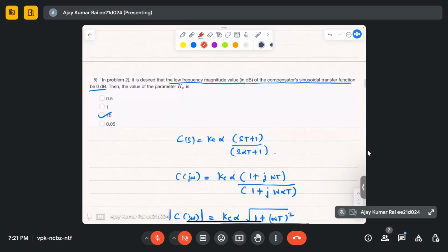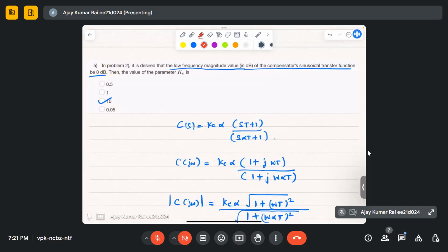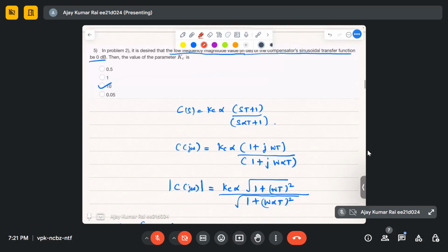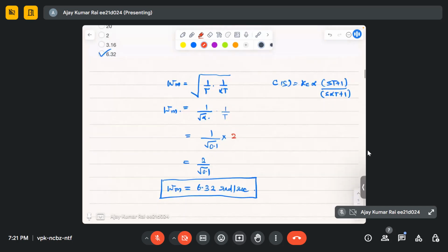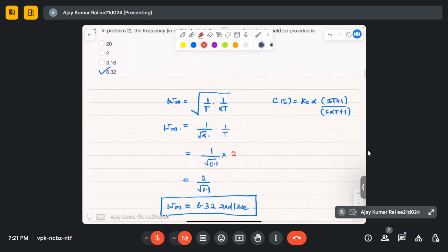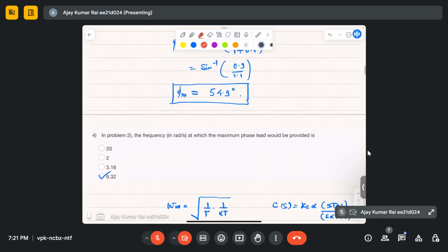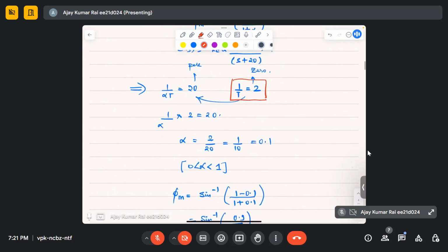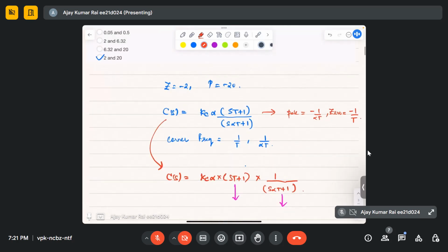The previous questions were also about the lead compensator. Questions 1 to 5 were only about the lead compensator. Very simple questions: corner frequencies, to find out the maximum frequency at which you will find the maximum phase, and what the maximum phase is. Very simple questions we have done here.